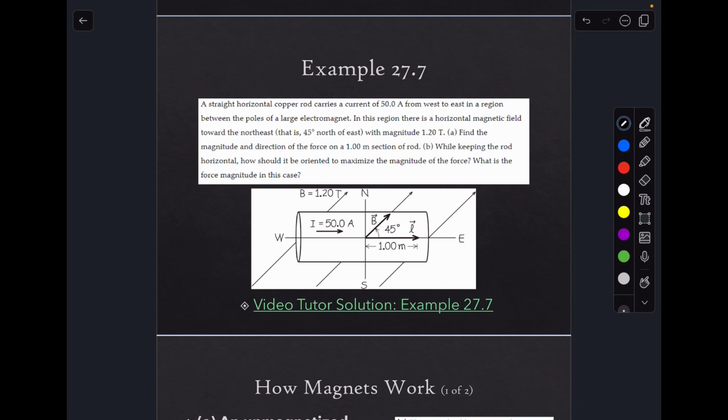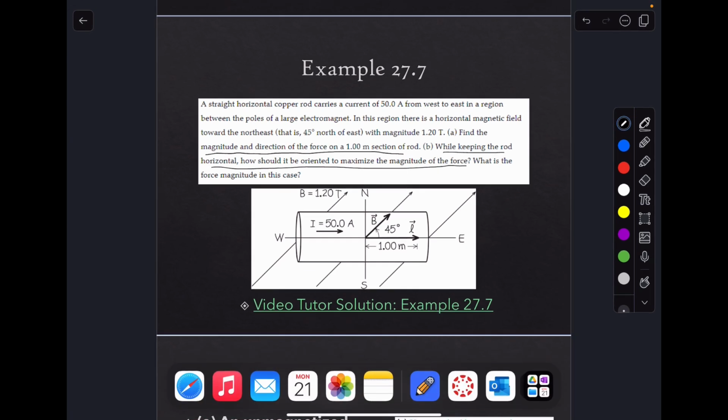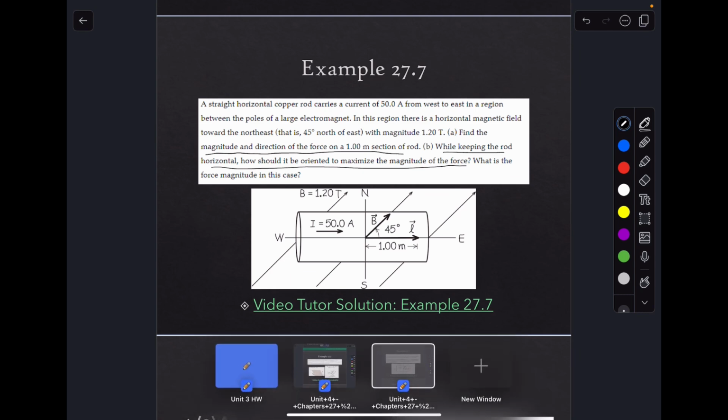And we're told that there is a magnetic field that's pointing 45 degrees to the length of that segment, and its magnitude is 1.2 Tesla. What is the magnitude and direction of the force on a 1 meter segment of rod? And then how would we need to move this rod around in order to get the maximum force?